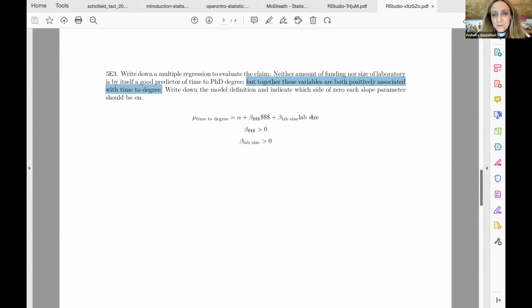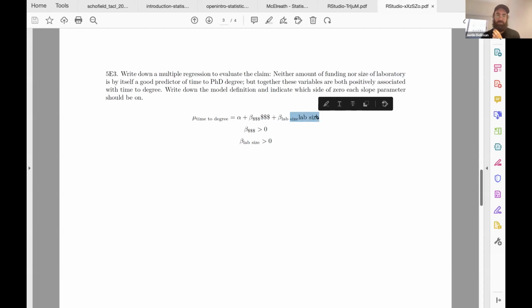But the logic says they are both positively associated. Who knows, maybe in a future chapter we'll find out otherwise, but my reading of it, and the way that is also reflected in what he talks about in this chapter, is just to have both variables, funding and lab size, be positively associated, so each coefficient is greater than 0. So both together in the same model. That's what I think he means by together.